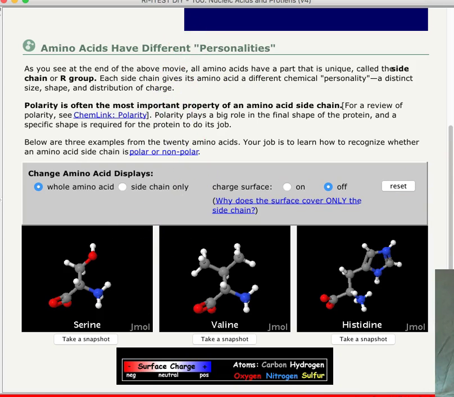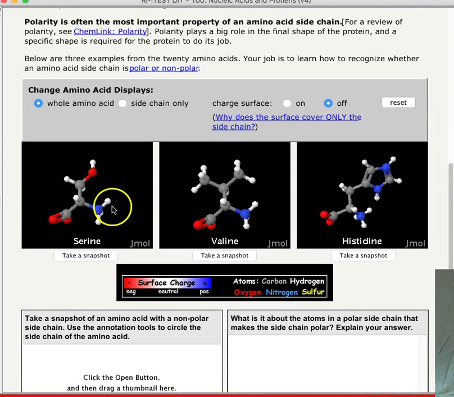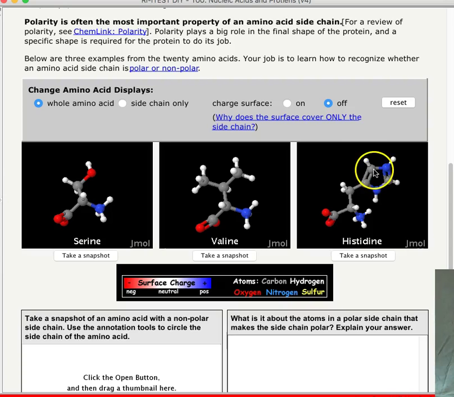So let's look at a couple different amino acids down here. Let's look at the different options to display them. Here's serine. This is pretty simple. Here's valine. Gets a little bit more complicated. Here's histidine. The different part here is a ring. Let's look at the side chain only. We're going to black out the parts that are the same. And you can see how serine is a little bit simpler, valine has more atoms here, and histidine gets even a little bit more complicated.